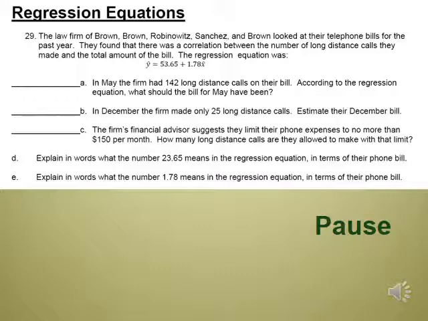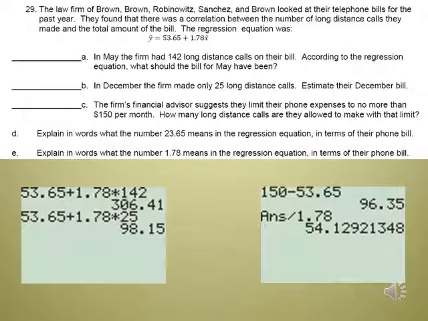to look through those and see what you can get. So the next problem here, they give us an equation that's supposed to figure out how much a law firm's phone bill would be based on how many long-distance calls they make. And the first two questions, they give you a couple of numbers of long-distance calls. You're supposed to figure out what the bill is.